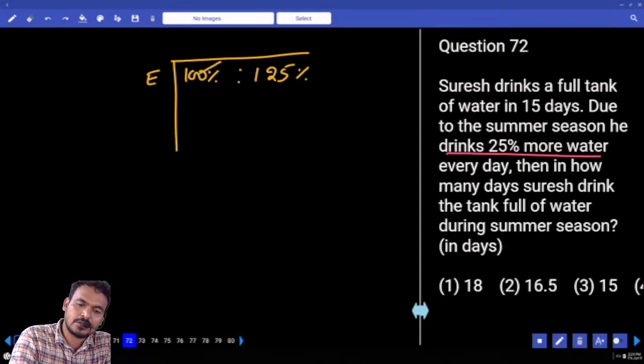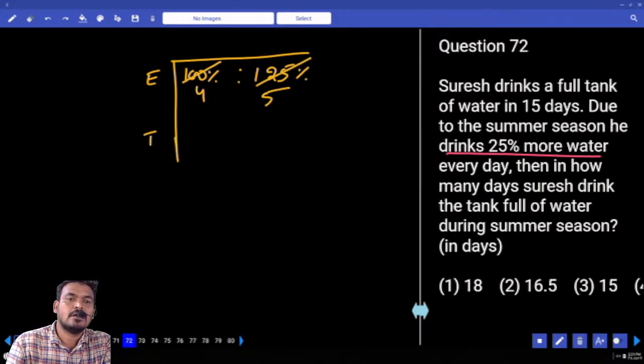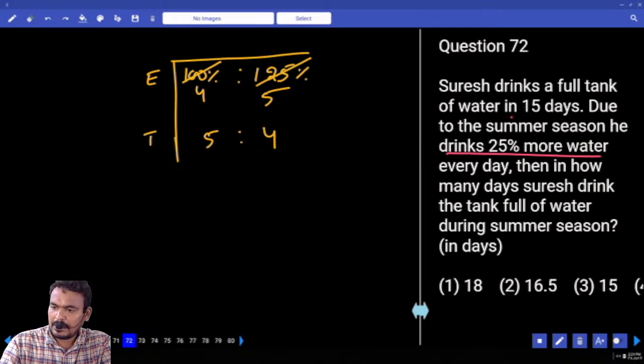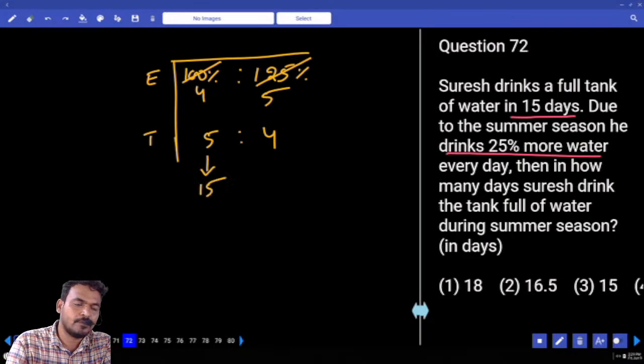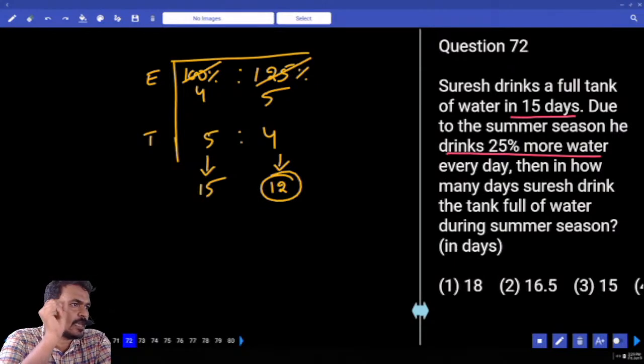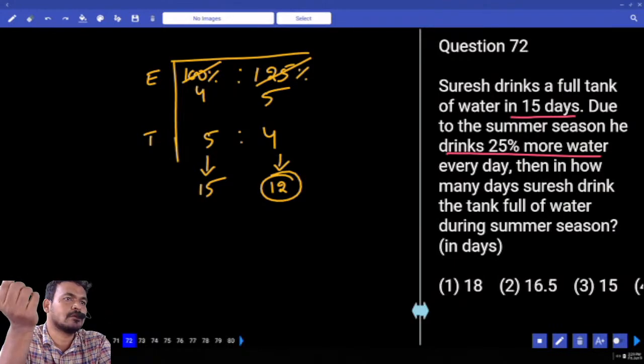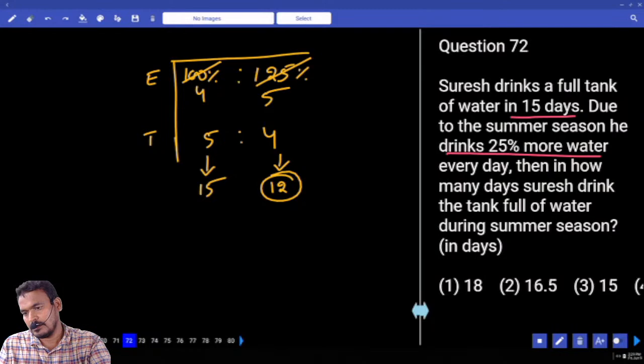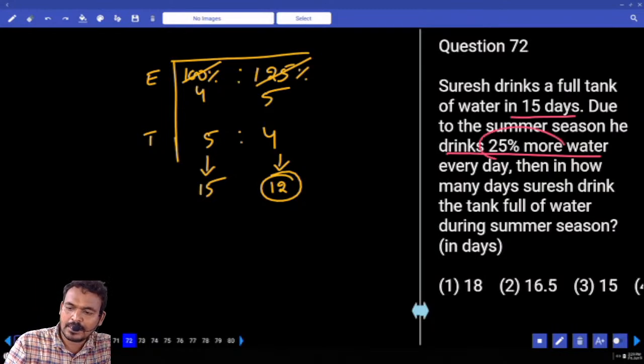What is the efficiency ratio? 4:5. Efficiency and time are always inversely proportional. Efficiency 4:5 means time ratio 5:4, or not? And previously how many days are there? 15 days. Means 5 parts are 15 days. What are the 4 parts? 12 days, or not? The same tank previously took 15 days. Now the same tank takes how many days? 12 days, or not?